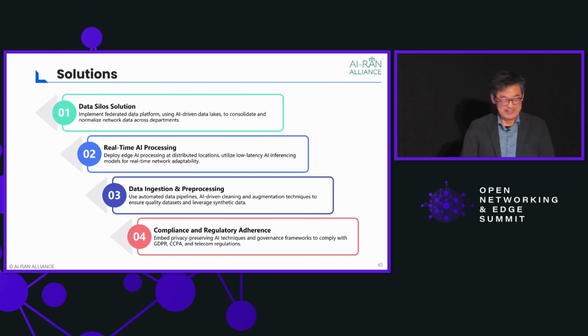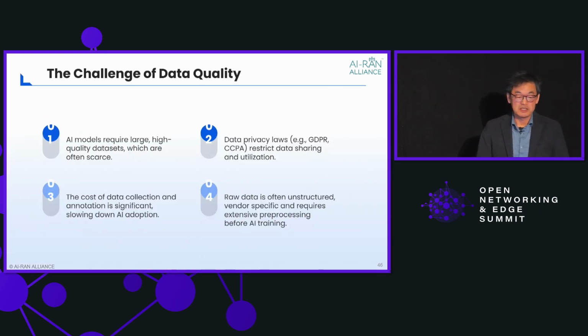So finally, compliance and regulatory adherence cannot be overlooked. And the next dimension is data quality challenges. This is even more critical. AI models depend on high-quality data sets, as addressed just before, to function effectively, but such data sets are very often scarce and rare in telecom networks, making it difficult to develop and deploy AI solutions at scale.